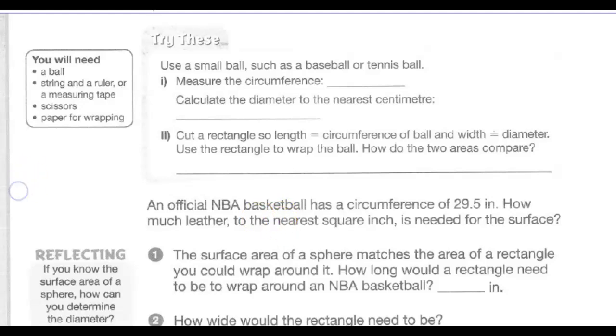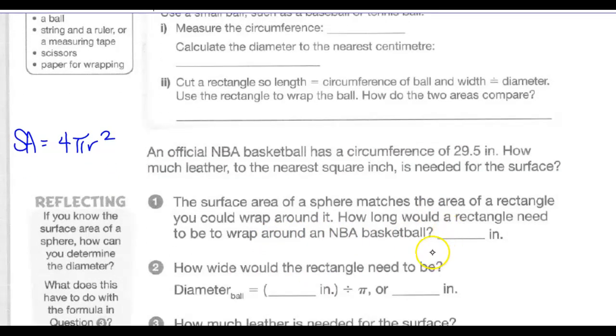So surface area. Okay, so an official NBA basketball has a circumference of 29.5 inches. How much leather, to the nearest square inch, is needed for the surface? The surface area of a sphere matches the area of a rectangle that could wrap around it. How long would a rectangle need to be to wrap around? This is like that different version that they were talking about up here.